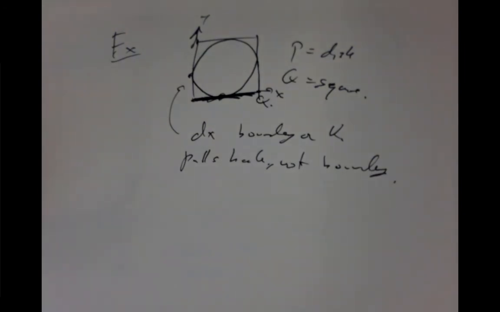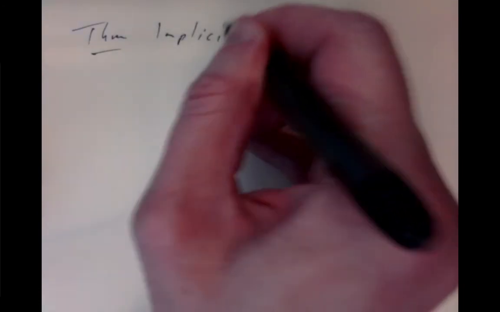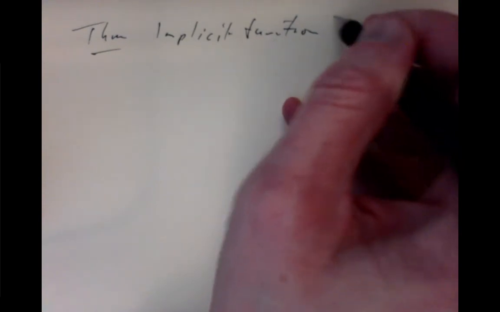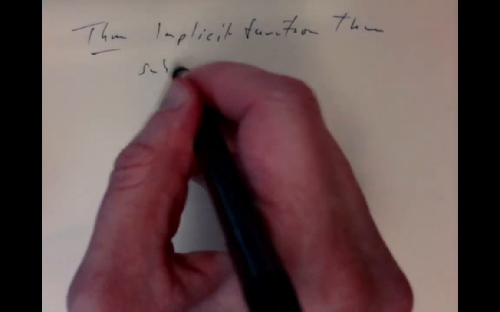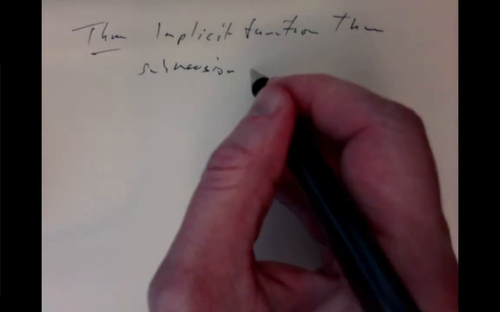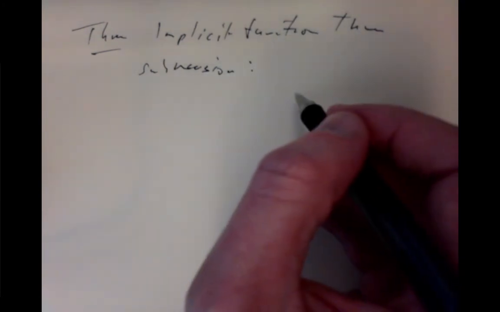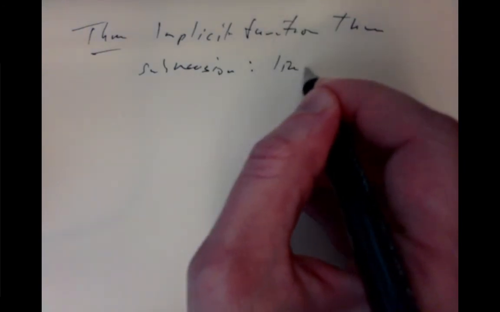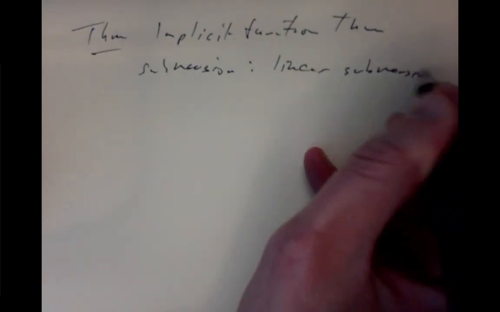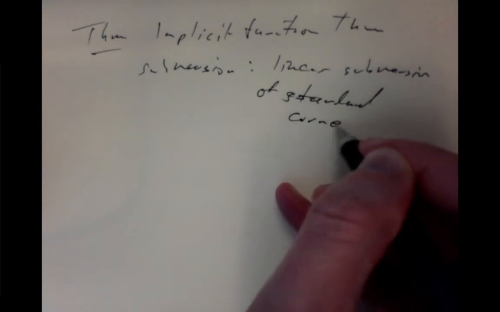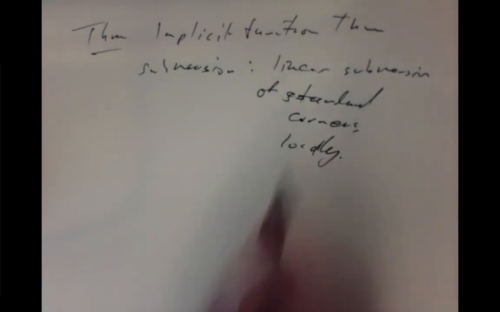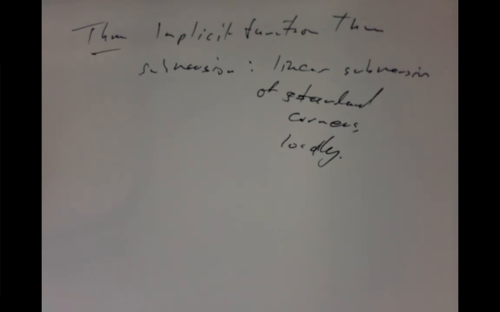Okay, so let's prove the implicit function theorem for manifolds with corners, which is a very straightforward thing to do. It should be called the implicit map theorem, but it's always called the implicit function theorem because of history and calculus. And it says that every submersion is locally a linear submersion of standard corners, a linear surjection of standard corners. Locally, everyone is identified with the standard linear submersion of corners.